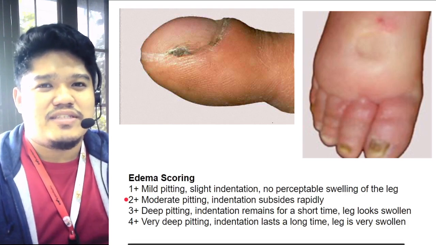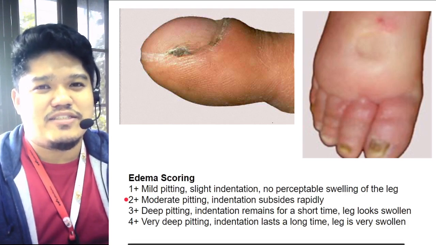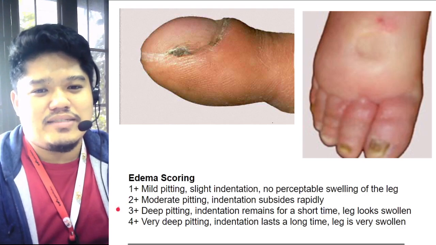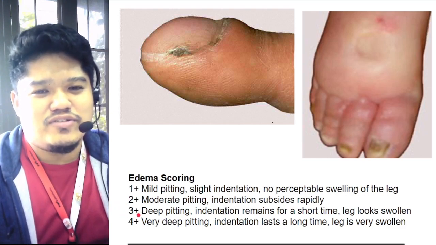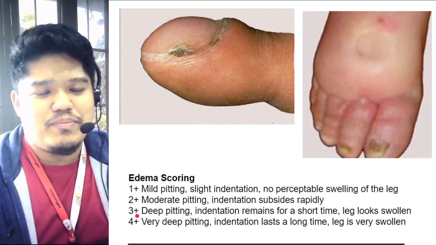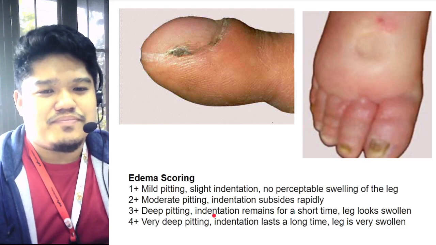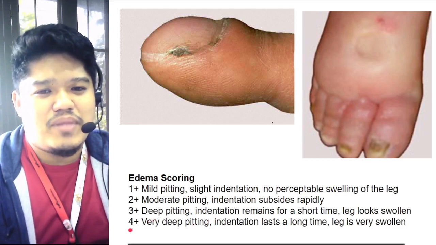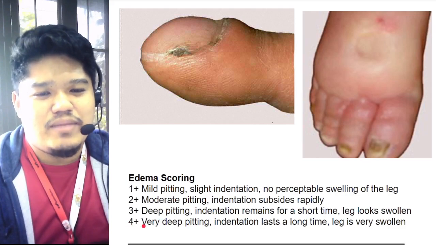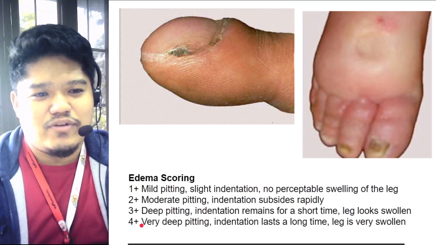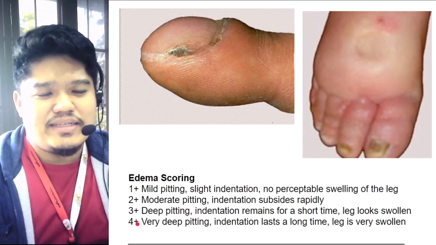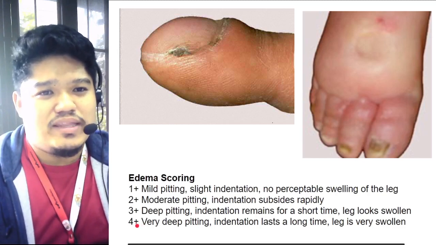If it is 3 to 6 millimeters, it is termed as grade 3, which also indicates a deep pitting. An indention remains for a short time and the legs look swollen. And if it is about 7 or more, there would be a very deep pitting edema. So the indention usually lasts for a long time and the leg seems to be very swollen.